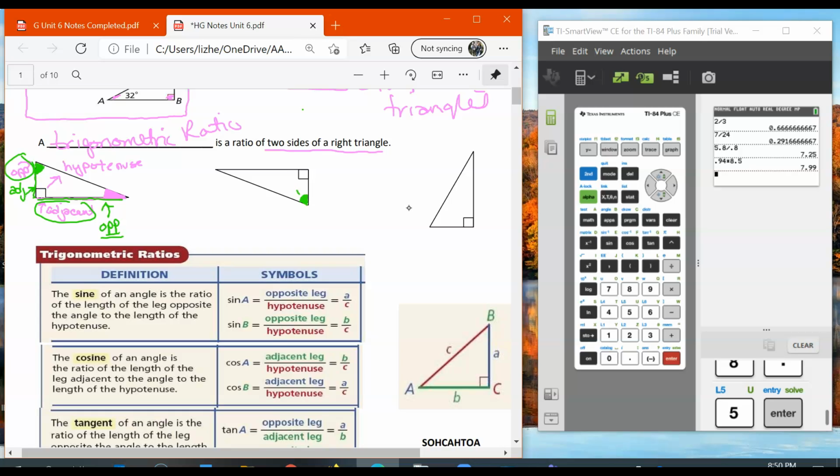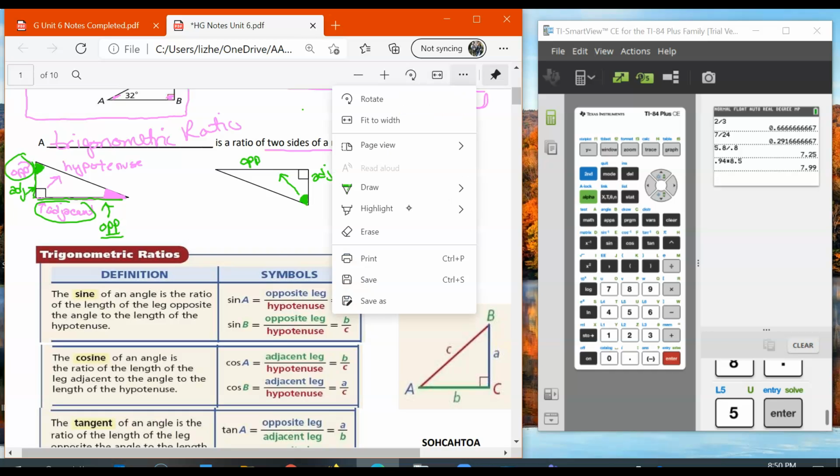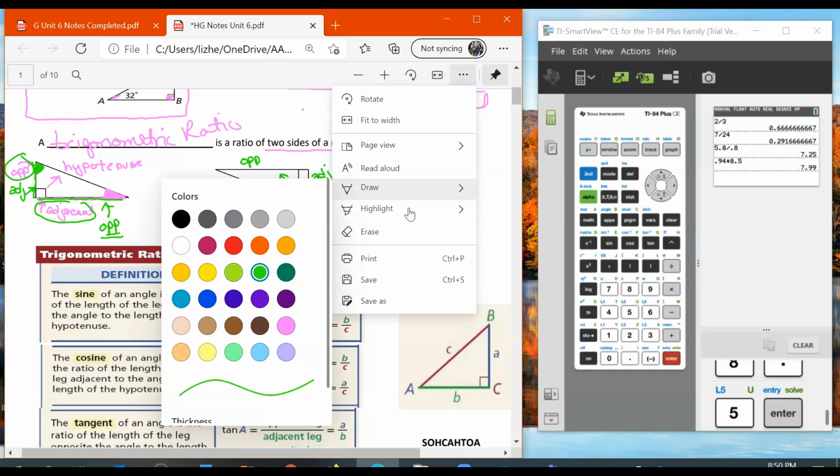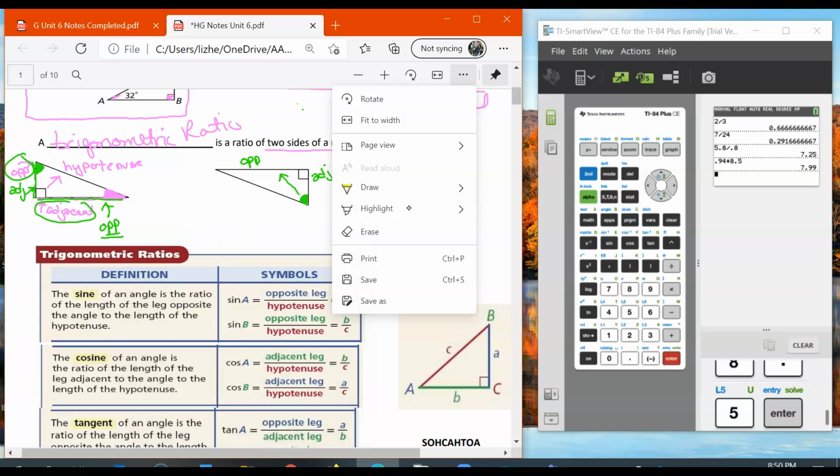The opposite side would be right there. And this would be the adjacent side for the green angle, in terms of the green angle. Now if I change my color, and let's go yellow, and I say, okay, this angle now. Go away. Interesting.